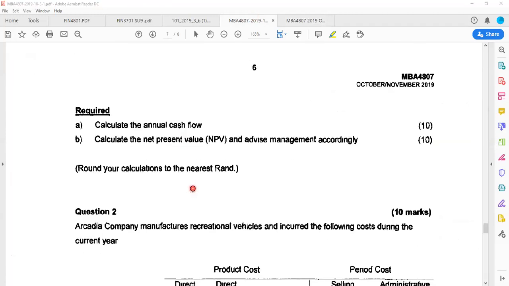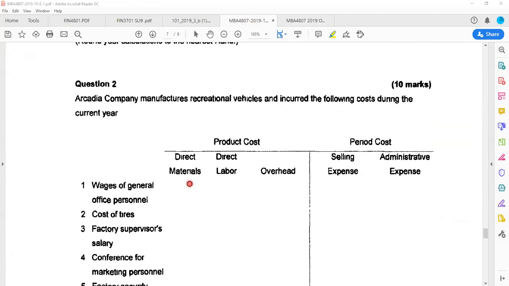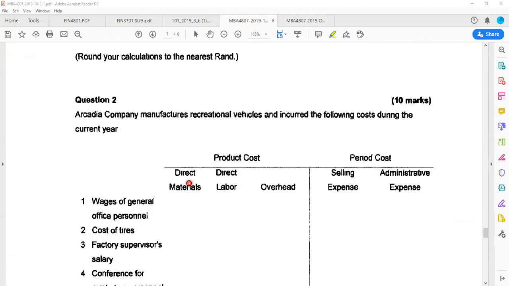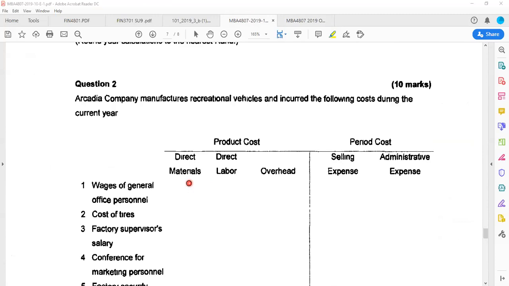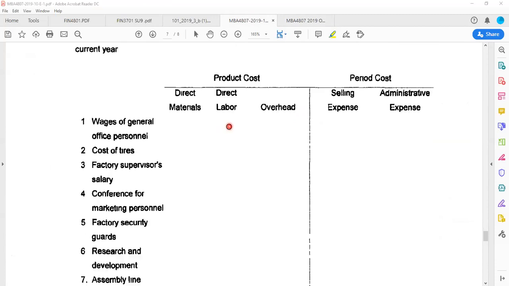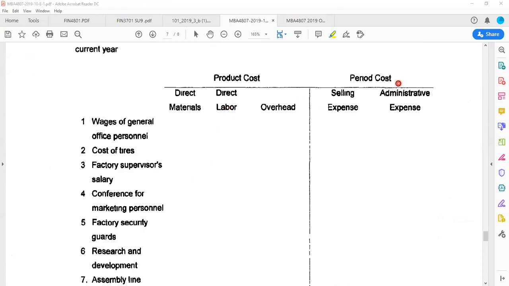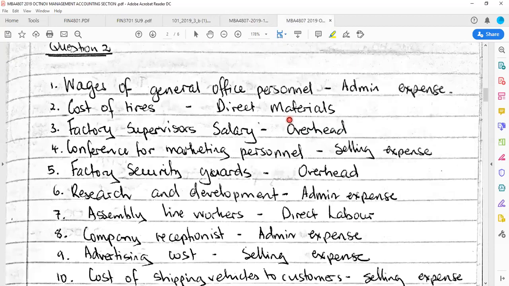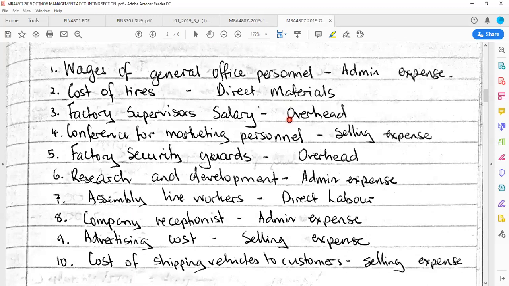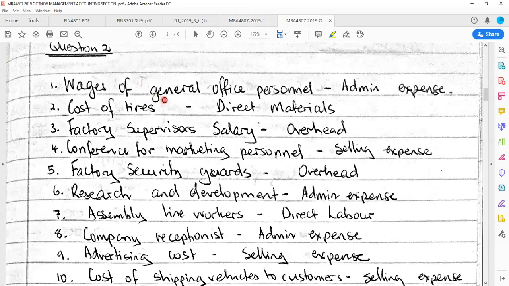Next, let's look at question 2. Question 2 was worth 10 marks, and the question said, Arcadia company manufactures recreational vehicles and incurred the following costs during the current year. So this question was just a matter of separating costs between product costs and period costs. And so it's important for you to be able to distinguish between different expenses. I'll just take you through this quickly.